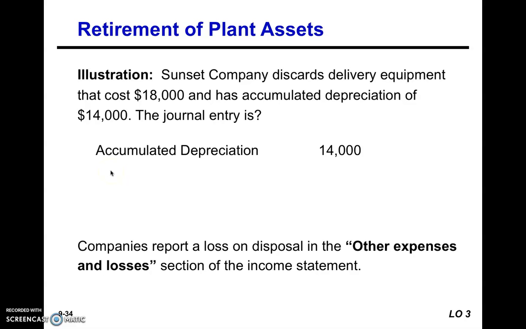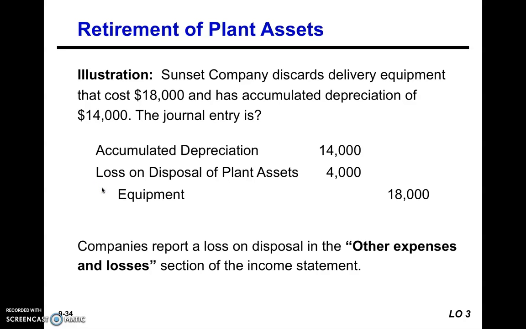So we're going to debit accumulated depreciation. We're going to have a new account called loss on disposal of the asset. And we're going to credit the equipment for $18,000. The loss is the difference between the cost and accumulated depreciation.